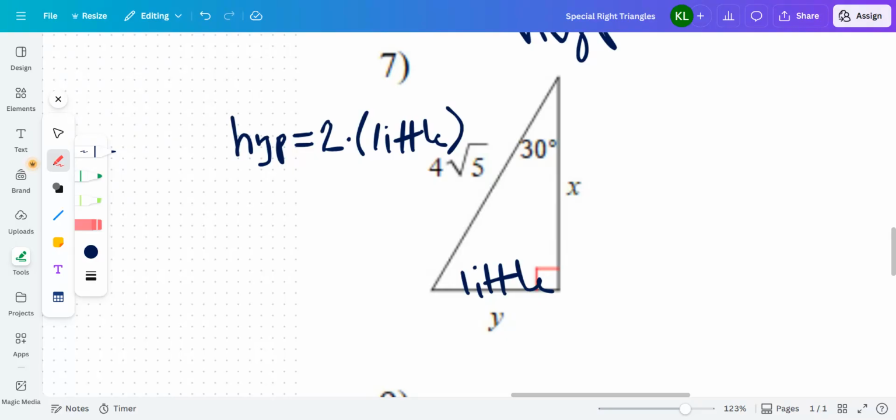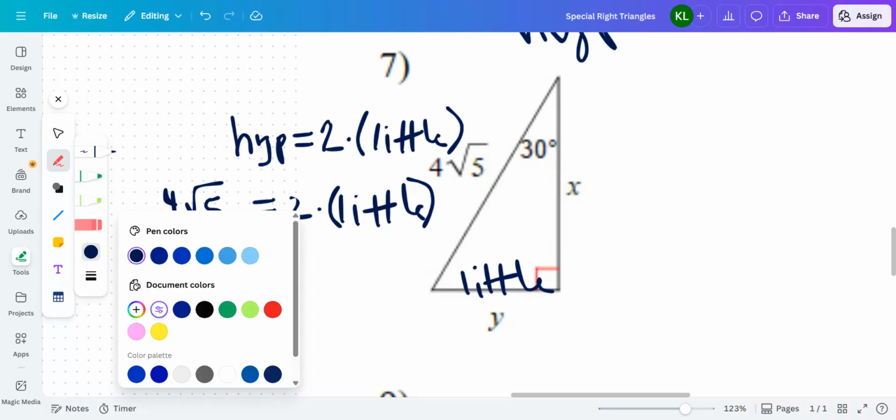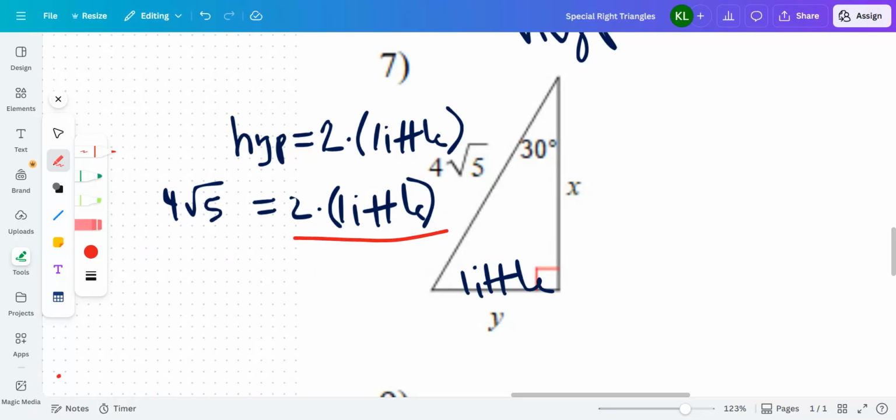Anyhow, so my hypotenuse here, I know that is 4 square roots of 5, and that's equal to 2 times my little leg. If I'm trying to solve for my little leg's measure, it's being multiplied by 2. I'm going to need to undo that multiplication. That inverse operation of multiplication is division. So I'm going to divide both sides of the equation by 2.